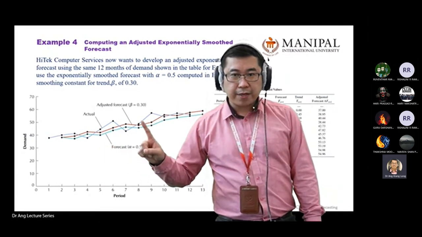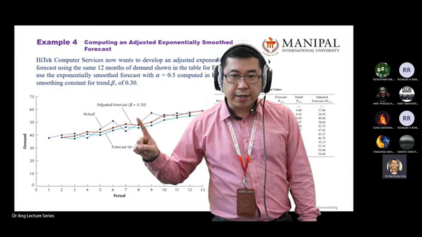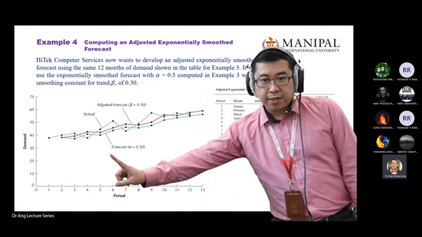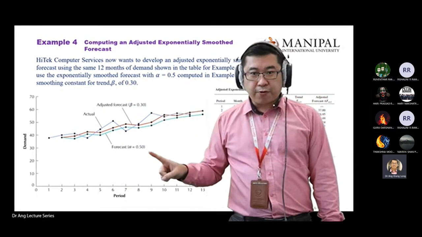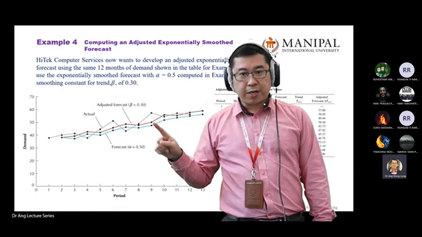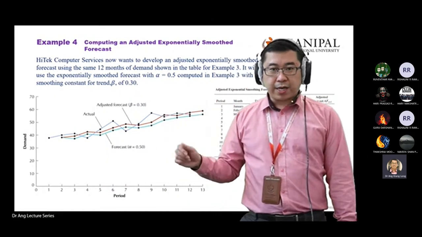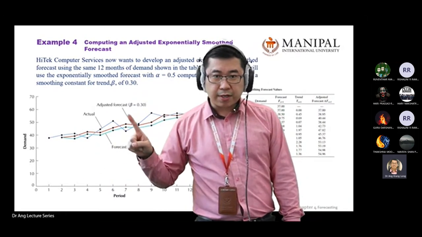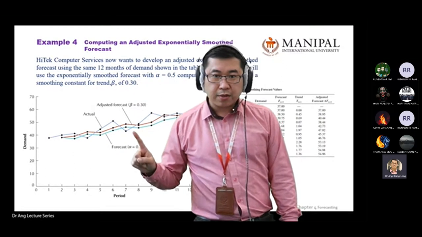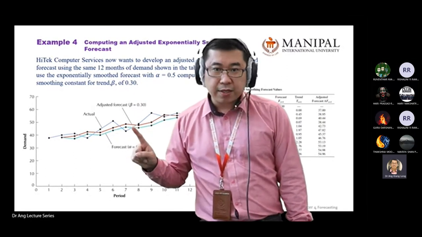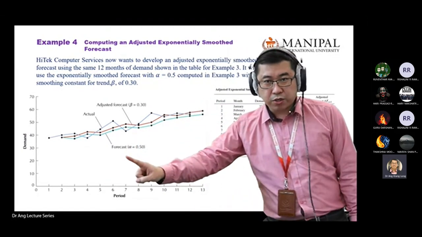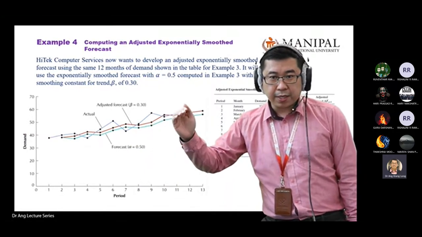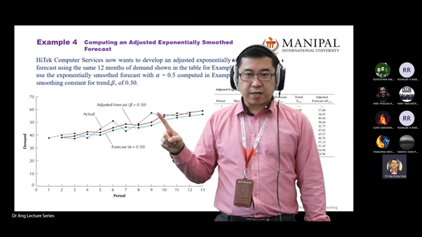So you can see the raw and you see the adjusted forecast beta over here, the red line, and the forecast alpha 0.5 just now. Earlier in exercise 3, you did alpha 0.3 and 0.5, but we chose 0.5 because it's nearer to the true data. But now you do adjusted exponential, you get one more graph. This one, right? Adjusted with the beta 0.3, which is the red color. So as you can see, comparing the exponential smoothing and adjusted exponential, you see that of these two lines, adjusted will be a little bit nearer to the raw data.